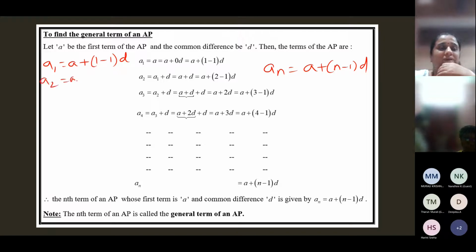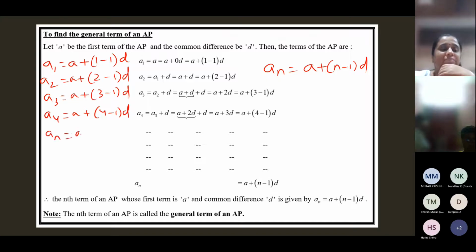A2 is a plus 2 minus 1 into d. A3 is a plus 3 minus 1 into d. A4 is a plus 4 minus 1 into d. So an is a plus n minus 1 into d. A4 means 4 minus 1 into d. So this is the formula to find the nth term or the general term of an AP.